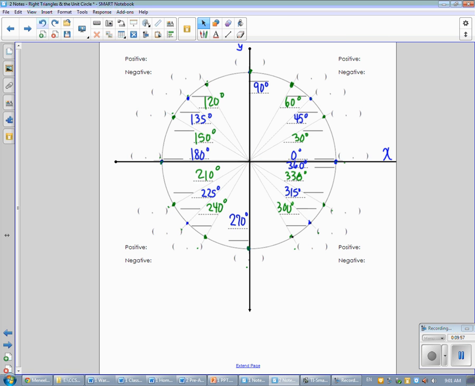So after we label all of our degree angles, we want to go back and label all of our radian measures. So I'm going to do that in red. And again, I'm going to start with my 4 quadrants. I know that a 0 degree angle is going to correspond to 0 pi. I also know that a 180 degree angle is going to correspond to pi. And if I go back around, to 0 pi is also going to be 2 pi.